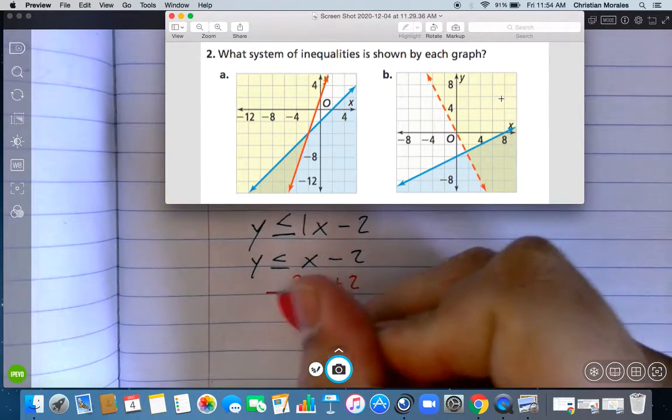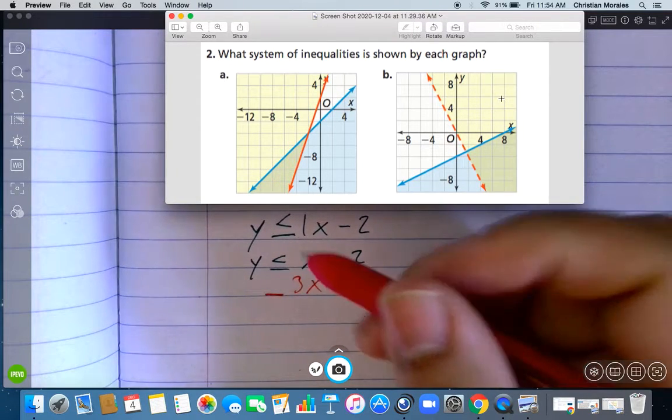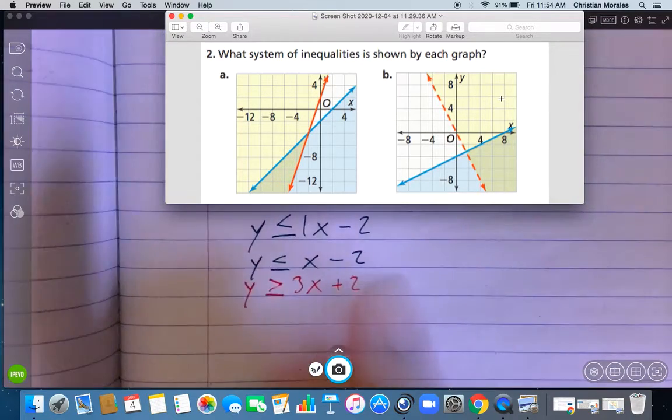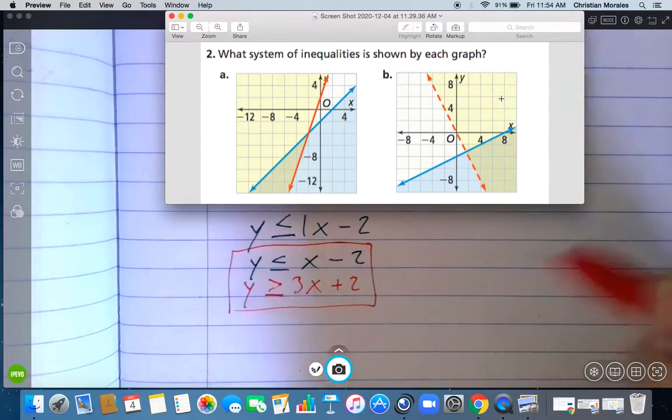It is a solid line. It is shading above the line, so y is greater. And this is the answer. This is the system right here. This is the answer for this. Okay, let's do this one.